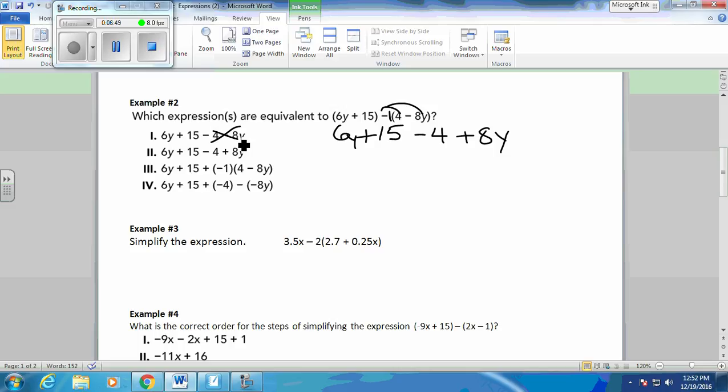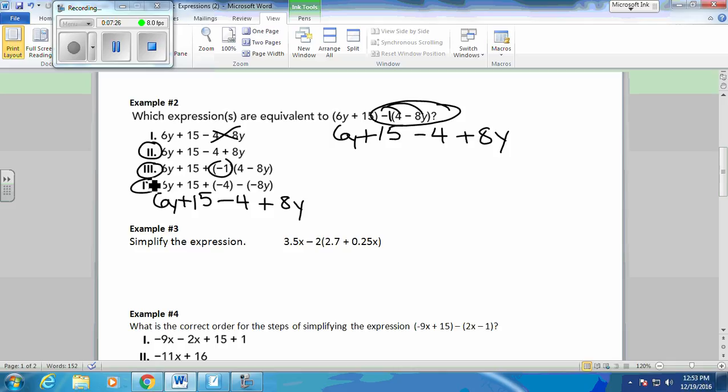The next one says 6y plus 15 minus 4 plus 8y, that's what I just did. And then the other two you might say, well, they're not exactly like that. But if you look at right here, where I added the negative 1, they're adding it right here as well. So that is also equivalent. And then this last one, the 6y plus 15, then plus negative 4, well, that's really the same thing as a minus 4. And minus a negative is the same thing as a plus 8y, so that one is also similar. Go ahead and try number 3.